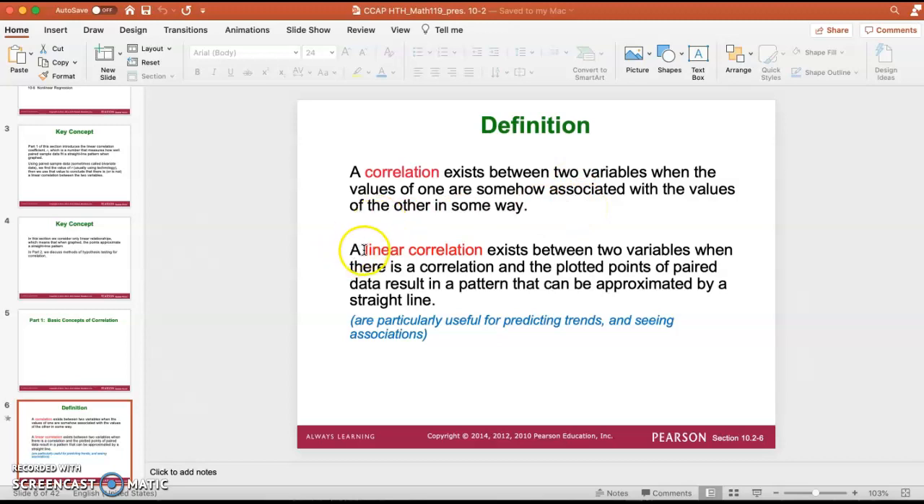Now, more specifically, a linear correlation exists between two variables when there is a correlation and the plotted points of paired data result in a pattern that can be approximated by a straight line. Why these correlations are so important in statistics is because they are particularly useful for predicting trends and seeing different associations between paired data for two different variables.